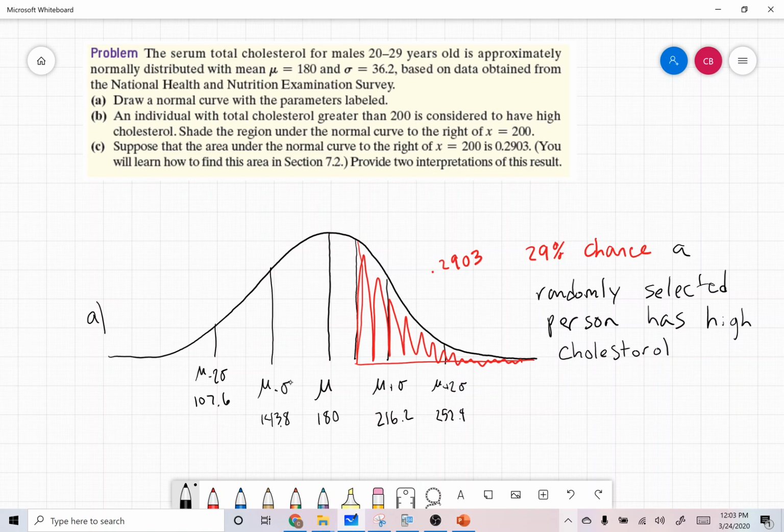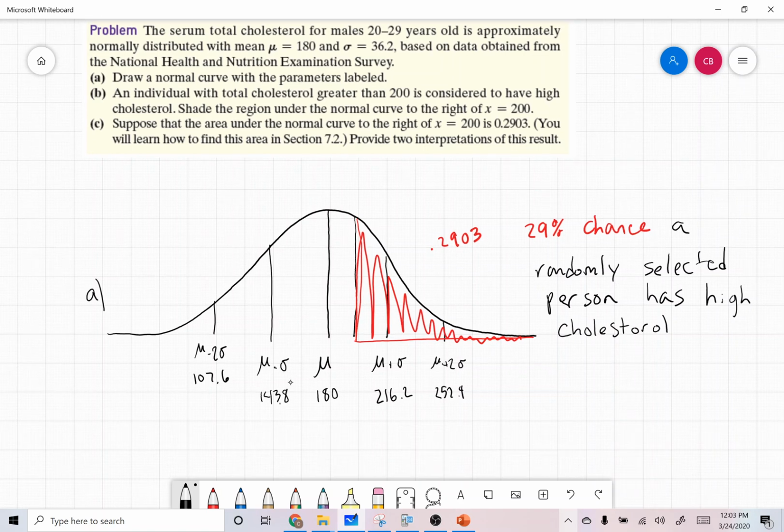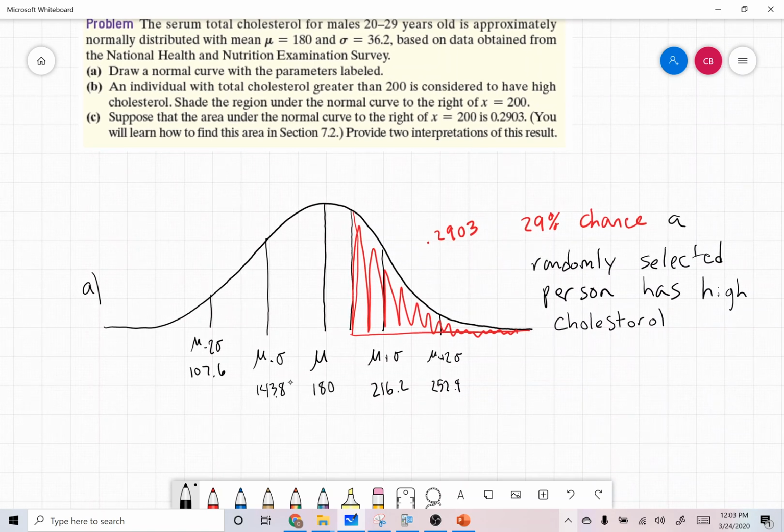Another interpretation is that if you had 100 people and you randomly picked 100 people out of a population, you would have about 29 of them who did have what we consider to be high cholesterol.